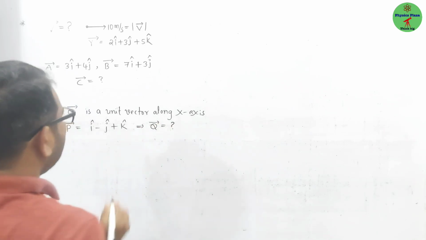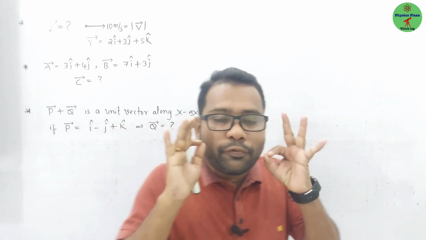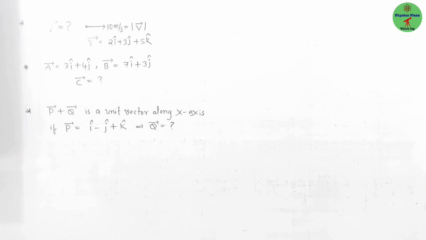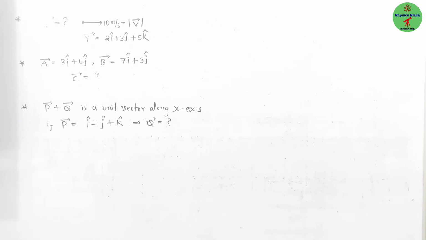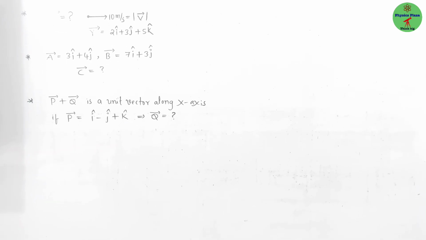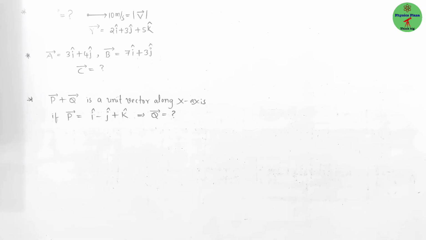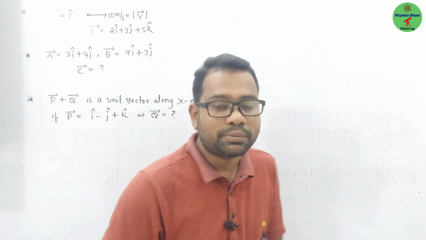Q is equal to how much? Children, these 3 numericals are very, very important from the examination point of view. Are you able to see? Let me just adjust. I think you are able to see, right? Yes, fine, children. These 3 are very, very important from the examination point of view.